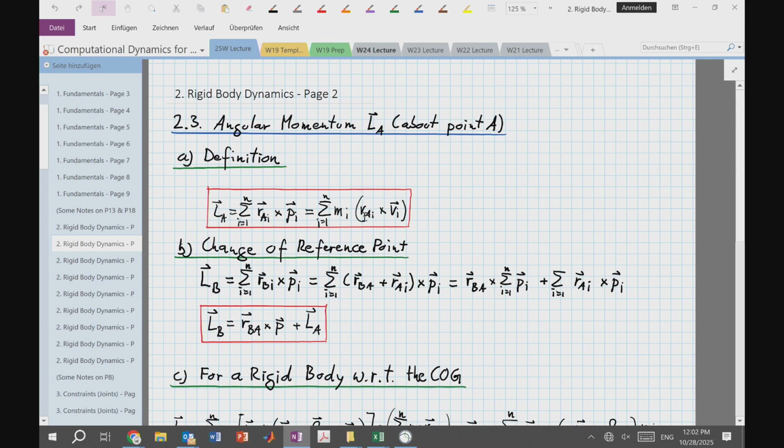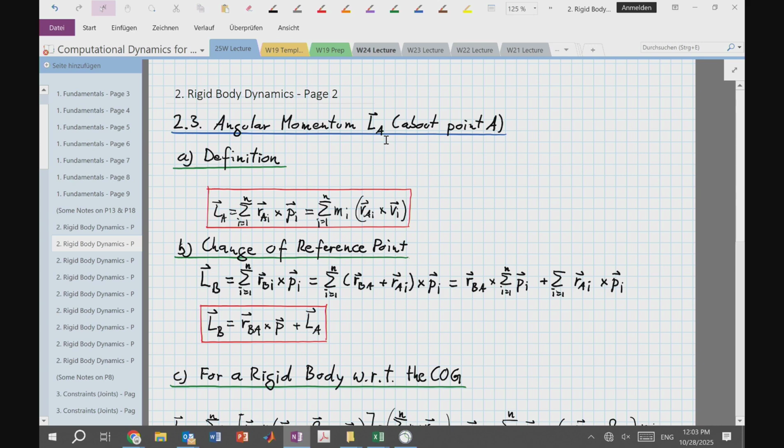So these vectors here are AI. They always start, and those should be vectors. Pardon this, that should be a vector, of course. That vector starts at point A and goes to each individual particle. And then I get individual contributions to the angular momentum, and as the sum, I get the total angular momentum about a point A.